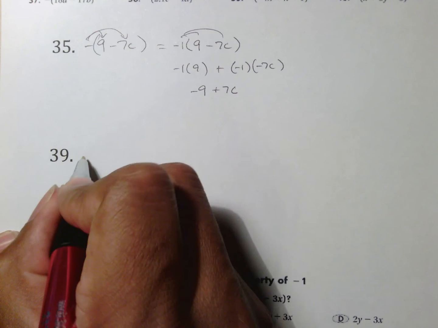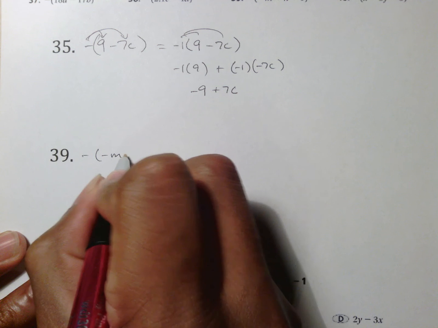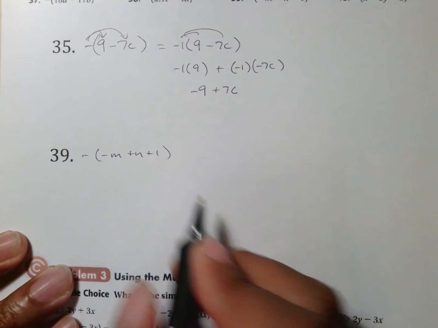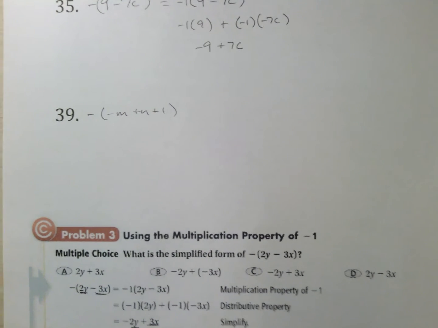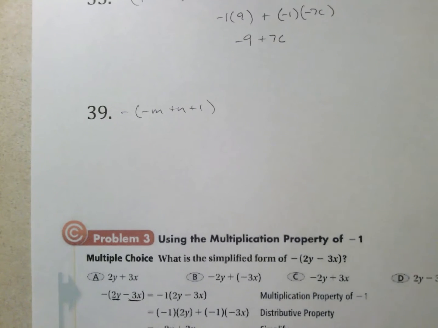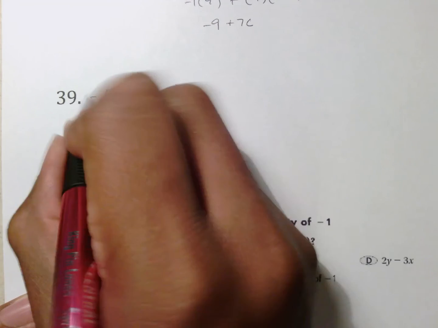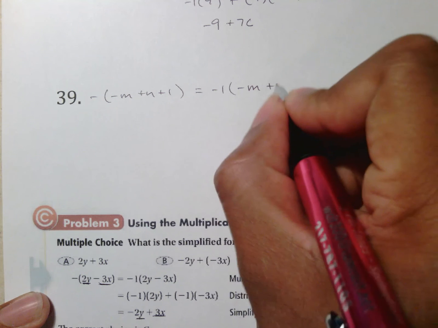39 gives us something pretty close. It just gives us 3 terms, so negative m plus n plus 1. So really all it's doing is, instead of giving us 2 terms, it's giving us 3 terms and making sure we understand what's going on. So again, following what the book did, it turned the negative into negative 1 times everything on the inside.